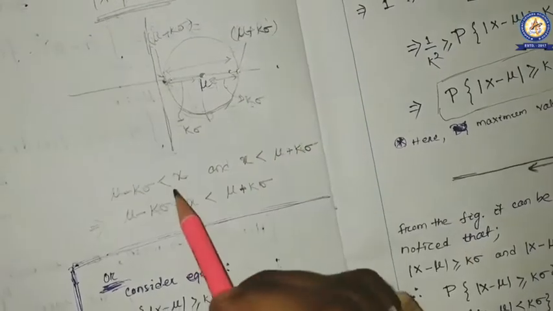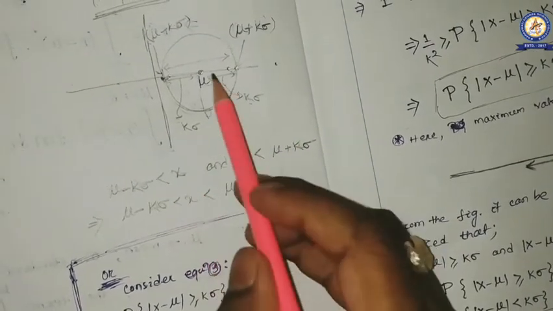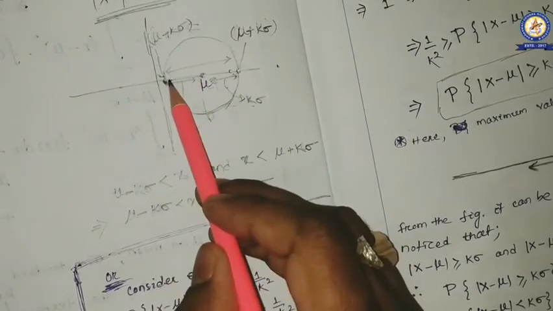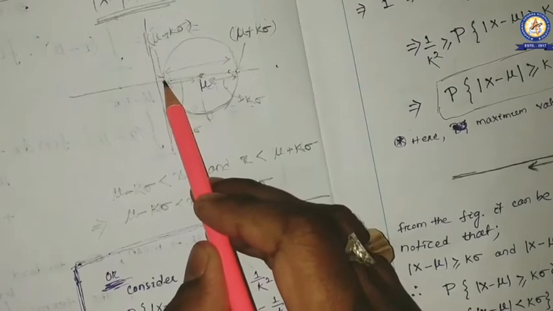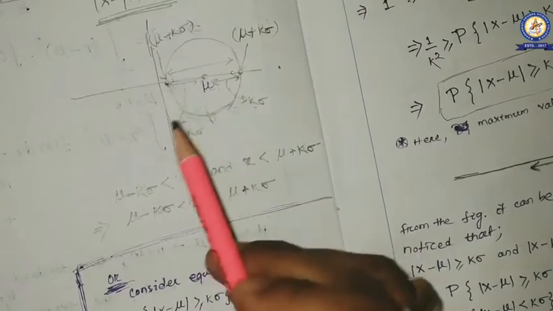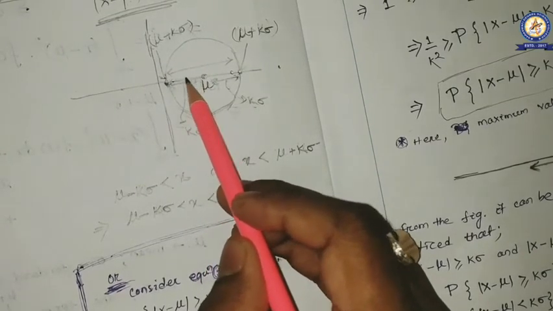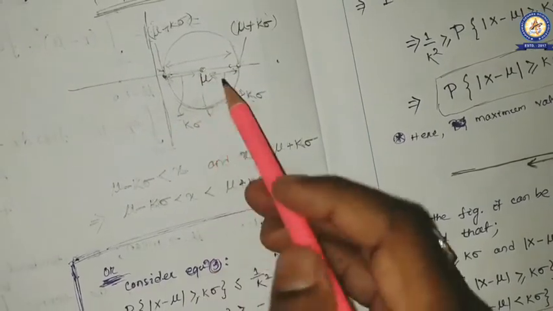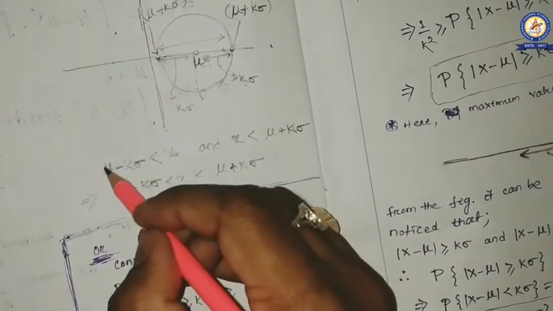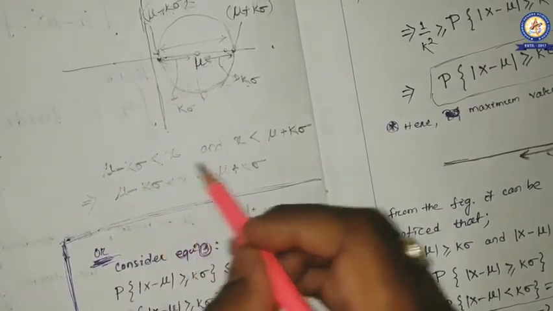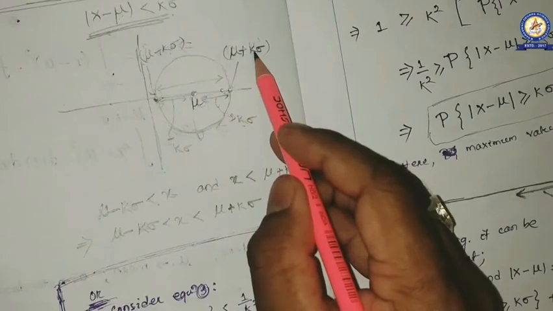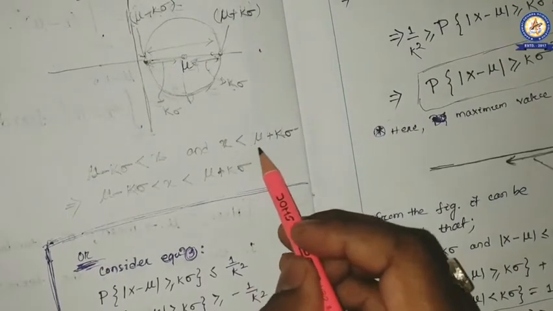That means x will always be greater than this point, as it is on the negative x-axis side. So from this point towards this point we have to consider the x point. This point can be considered as x. So x will always be greater than mu minus k sigma, and on this side x is always less than mu plus k sigma. X less than mu plus k sigma.